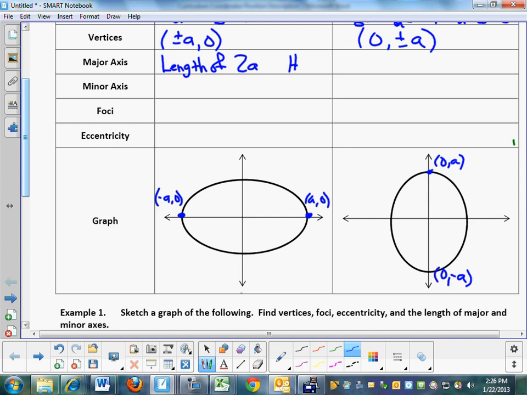What's the length of the one to the right? Is it the same or is it different? A and A, you make 2a. Instead of stretched horizontal, it's stretched vertical. So that's the only difference.